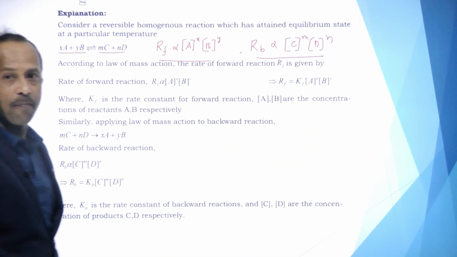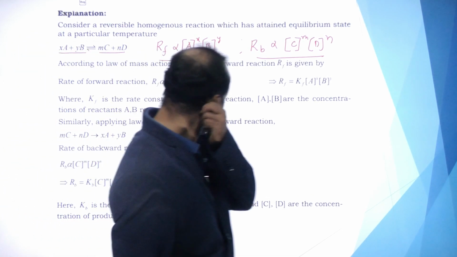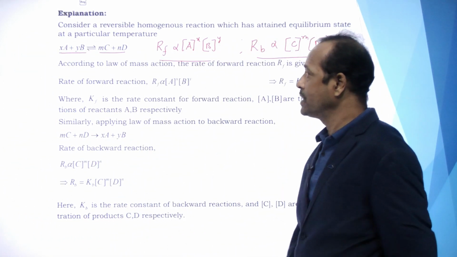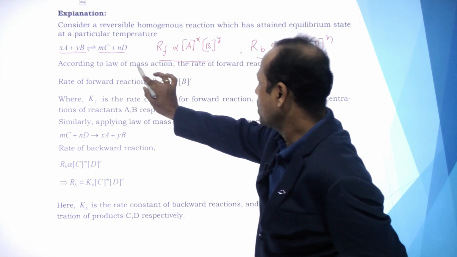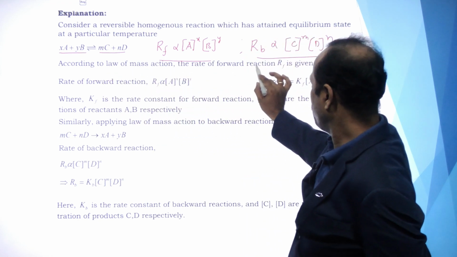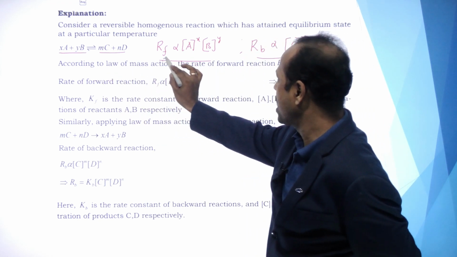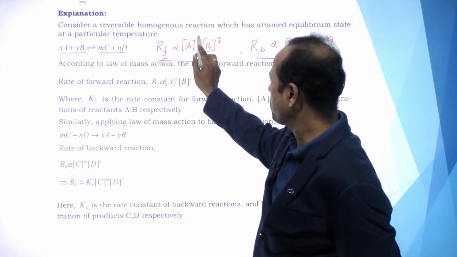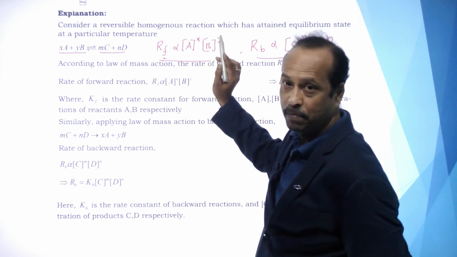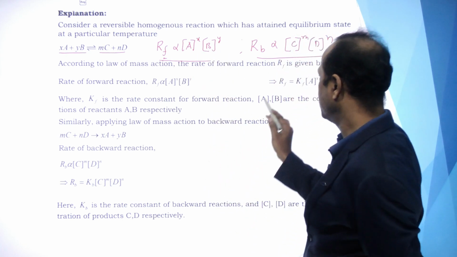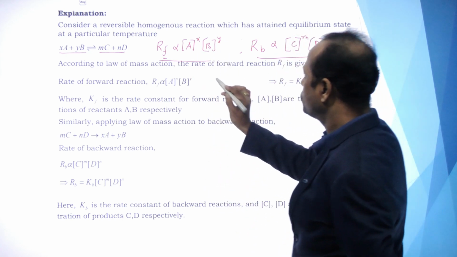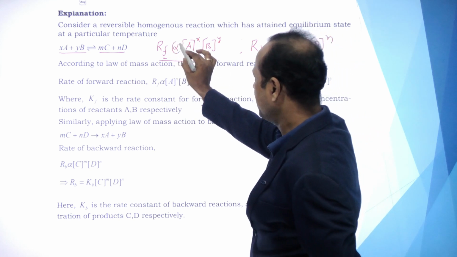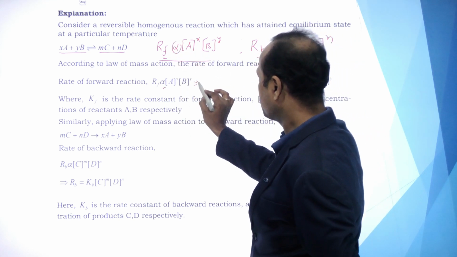This is the rate of backward reaction. Clear? Now see, the same thing is given here. According to the law of mass action, the rate of forward reaction, RF, is proportional to [A]^x and [B]^y. Right? Now see here, same. So when you remove this proportionality sign, what will we get?